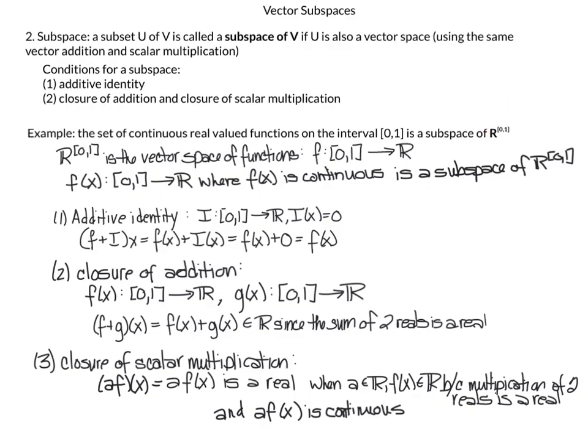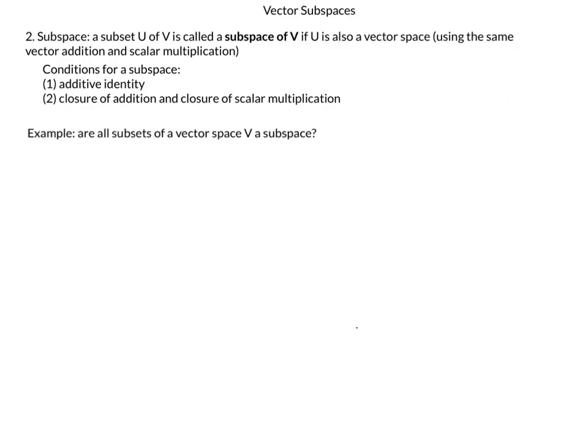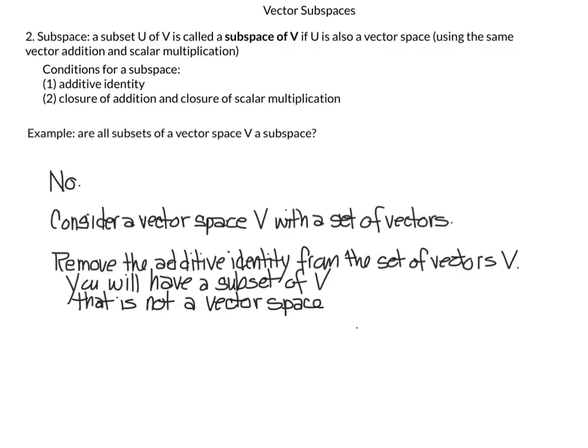Our next example: are all subsets of a vector space a subspace? The answer is no. To illustrate this, consider a vector space V with a set of vectors, and now remove the additive identity from the set of vectors. You'll have a subset of V that is all the vectors except the identity, but you will not have a vector space. So since it's not a vector space, it will not be a subspace.